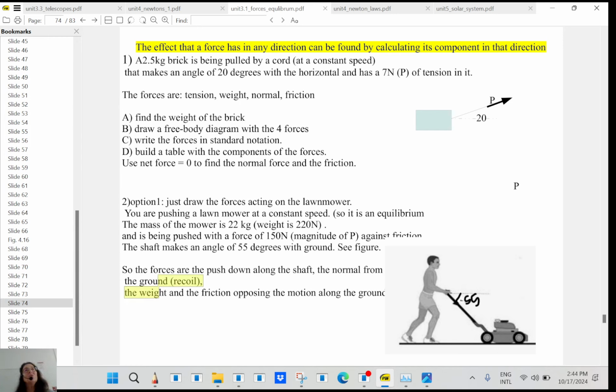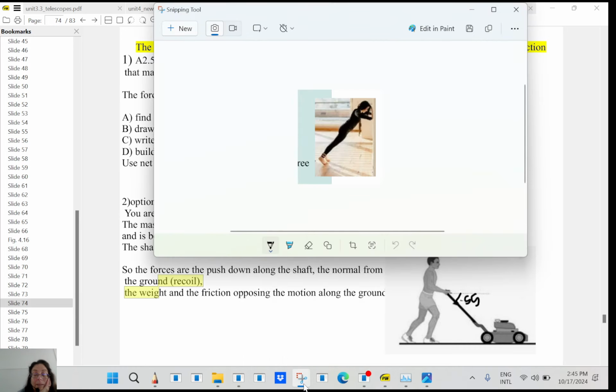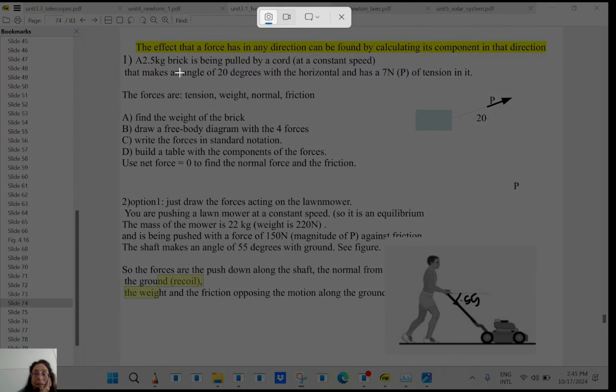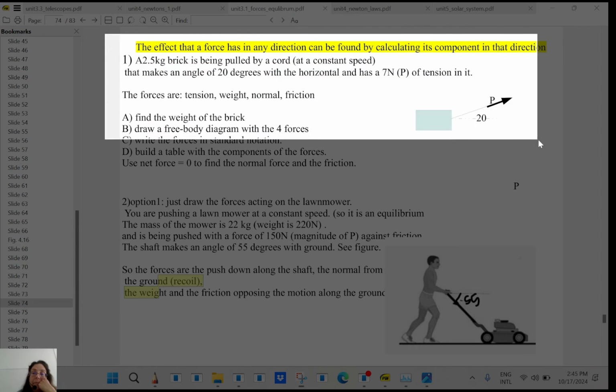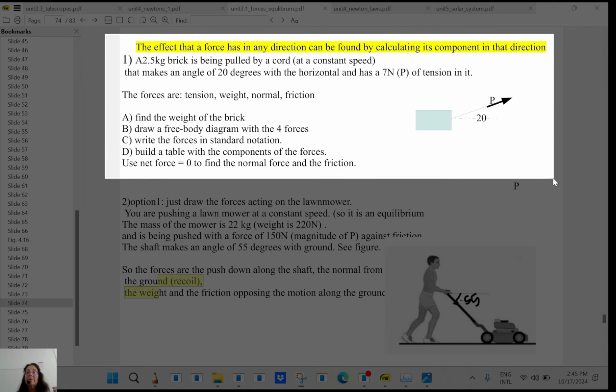Okay, let's try to do number one to reinforce, and that's it. The same problem as before.